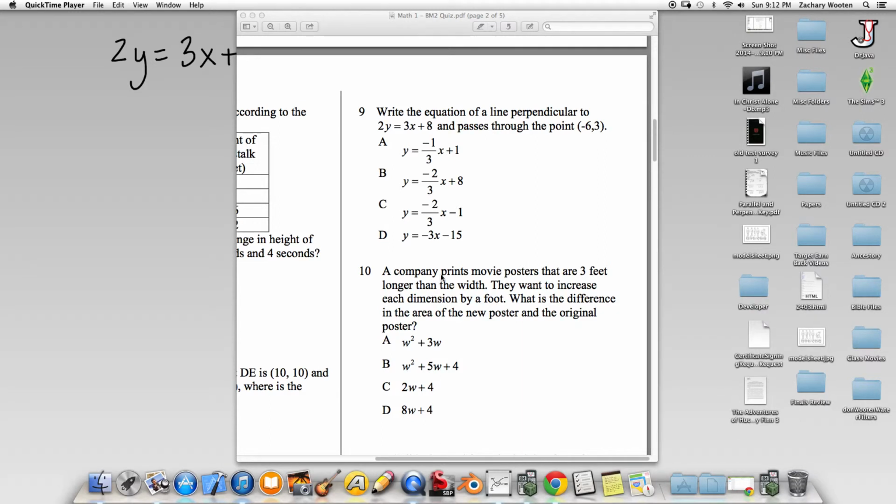Question number 9 says, write the equation of a line perpendicular to 2y equals 3x plus 8 and that passes through the point negative 6, 3. And they give us several different choices right here, A, B, C, and D.